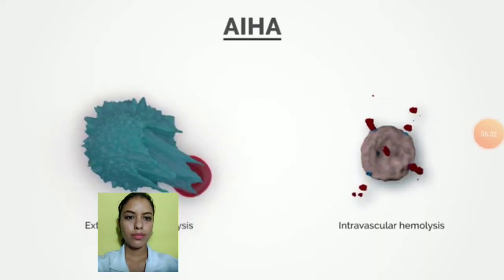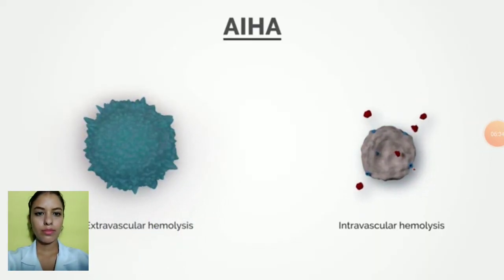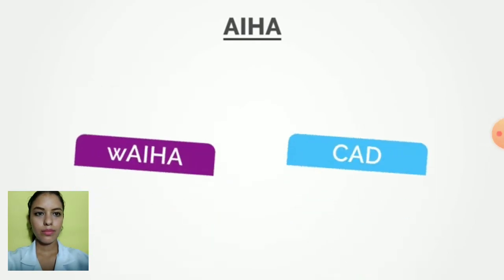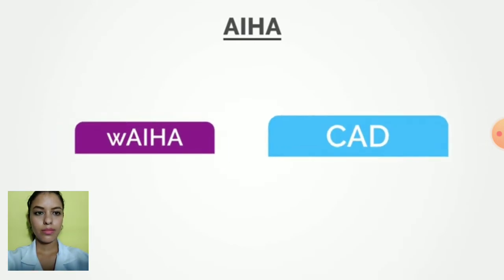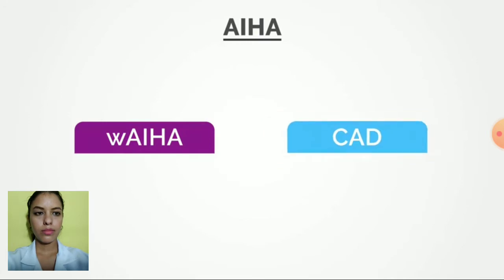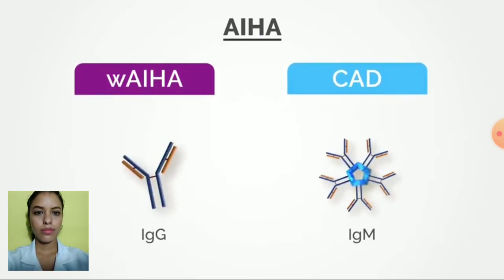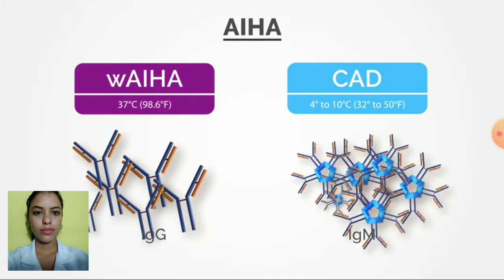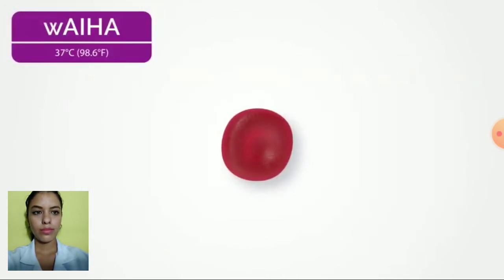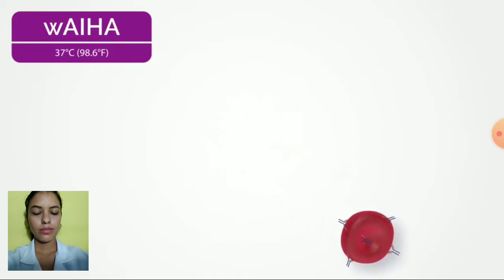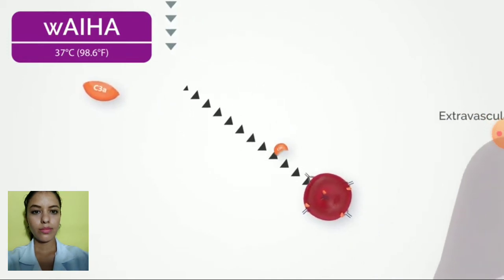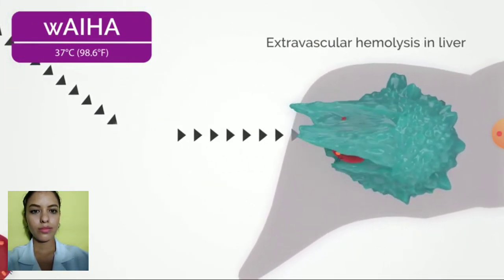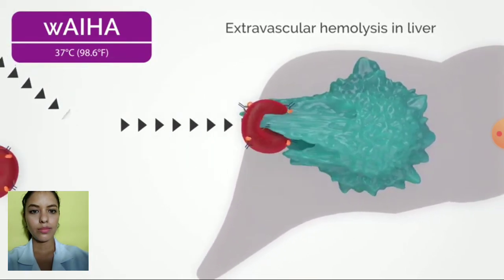It is characterized by the body's own antibodies causing red blood cell destruction, a process known as hemolysis. Most cases are classified as either warm antibody, WAIHA, or cold agglutinin disease, CAD. The key differences are the types of autoantibodies involved and the temperature at which these autoantibodies are active. In warm AIHA, IgG antibodies improperly bind to self-proteins on the surface of red blood cells, activating the classical complement pathway, which causes C3b to attach to the cell surface, resulting in extravascular hemolysis, the destruction of red blood cells in the liver and spleen.